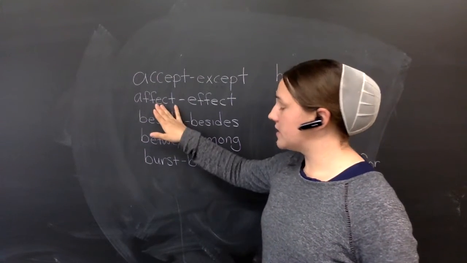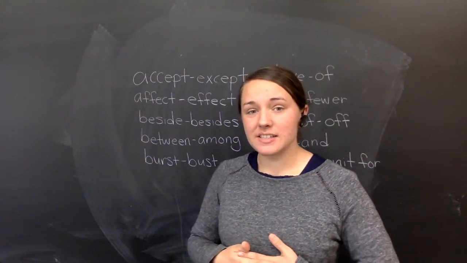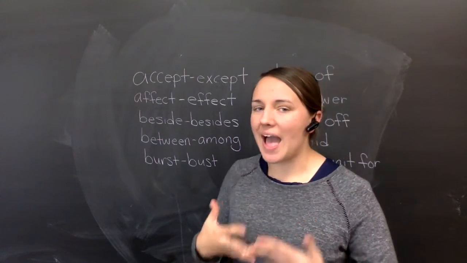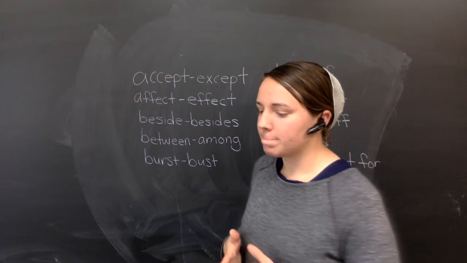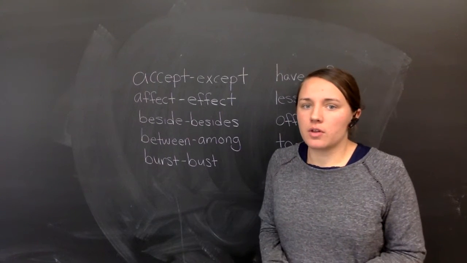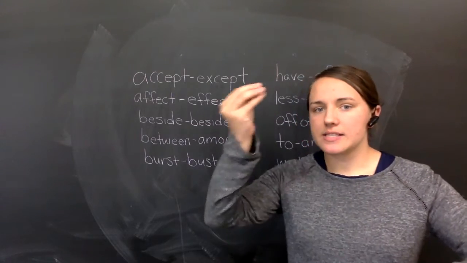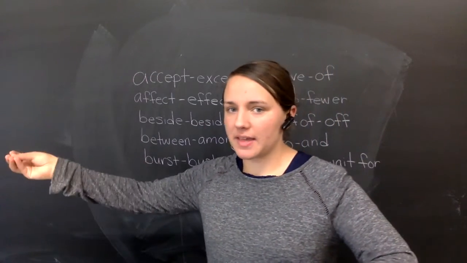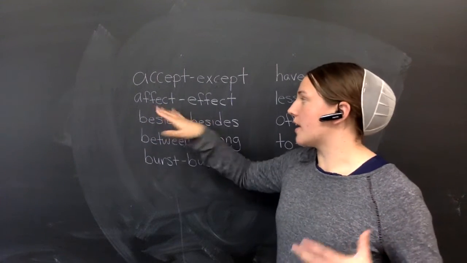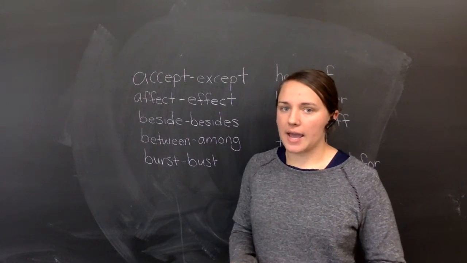Now, affect. The verb affect means to influence or to act upon. For example, the weather always affects her health. Okay, so it's like something happens that makes something else happen. That is the meaning that we use for the word affect. It starts with the letter A. Okay?